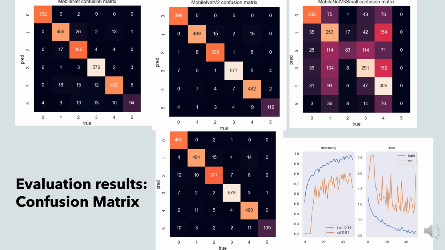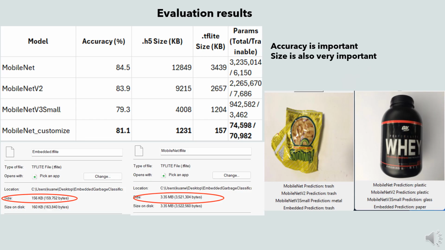I will show you more tables on the next page. From this page we can see the table of the results more clearly. So we can see the last model I designed, the MobileNet customized, the accuracy can approach 81%, which has only 157 KB for the TFLite file.